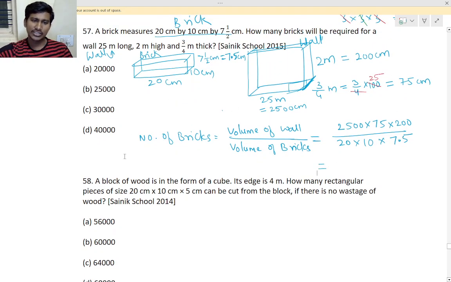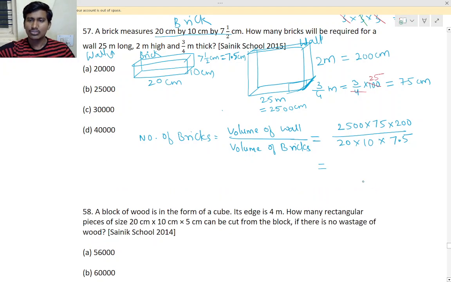So let us do the cancellation now. It is 2500 into 75 into 200 divided by 20 into 10 into 7.5. I have removed that 10: for 10, the decimal point shifts by one place, so 7.5 will become 75. Now cancellation. So 75 cancels out. This 20, how many is 200?